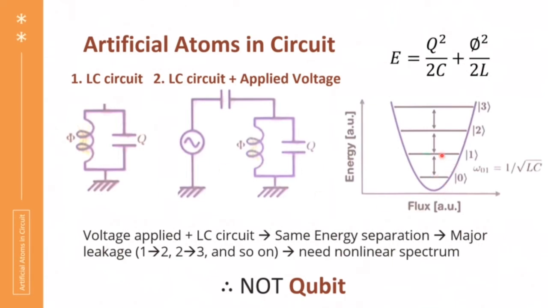However, there's nothing that prevents it from going further from 1 to 2, 2 to 3, and so on. So at the end, we end up with a superposition of so-called coherent states of all the possible states. This causes a major leakage, and this is not a qubit. So we need a nonlinear element.